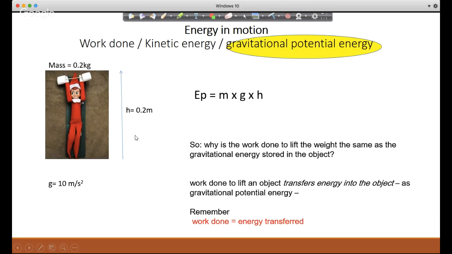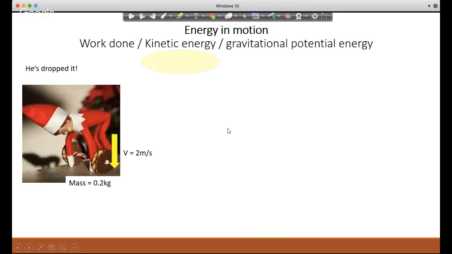So work done to lift an object transfers energy into the object as gravitational potential energy. So work done is the same as the energy transferred. And this works the same with car brakes as well. Car brakes will do work to stop a car, and if they're taking away the kinetic energy of the car, that kinetic energy in the car as it's moving quickly will turn into the work done by the brakes, so that the number will be the same.